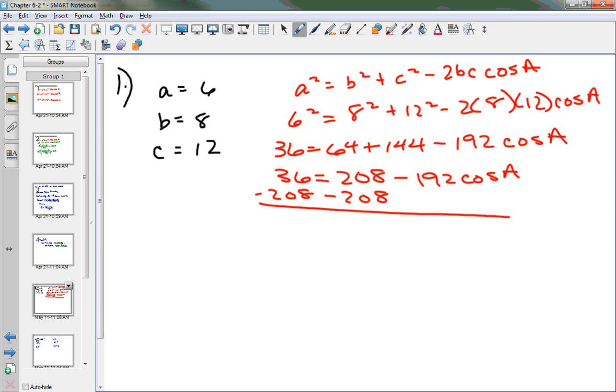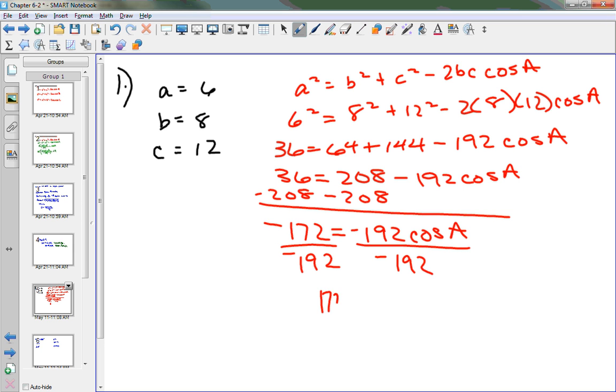So what is 36 minus 208? Negative 172 is equal to negative 192 times the cosine of A. What do I do? Divide by negative 192. So I have positive 172 over 192 is equal to the cosine of A.